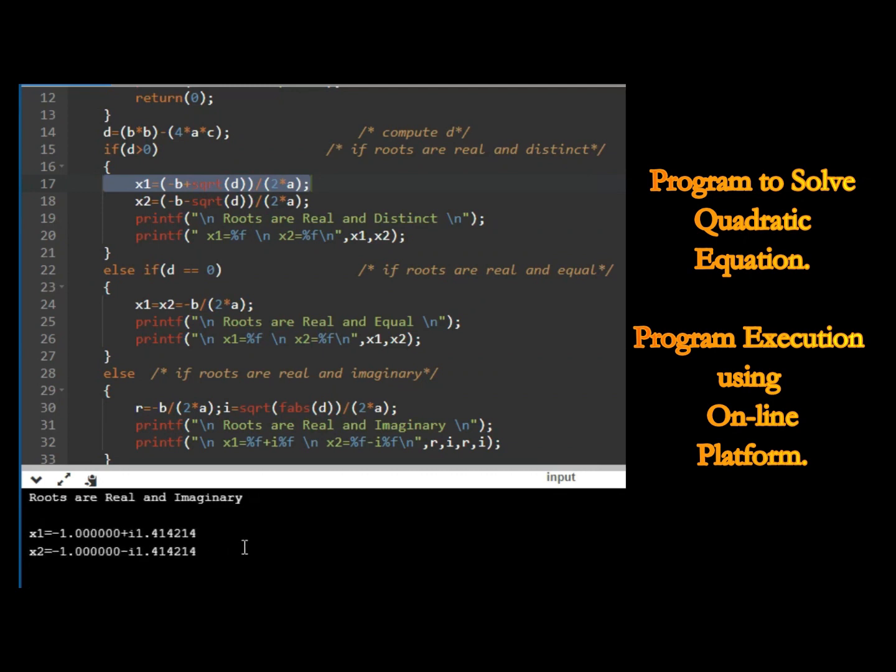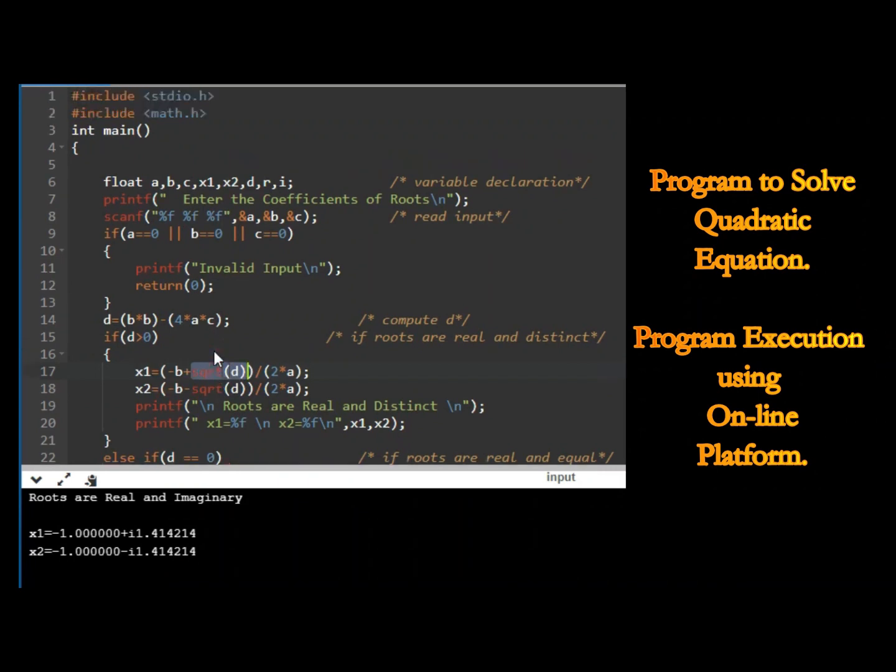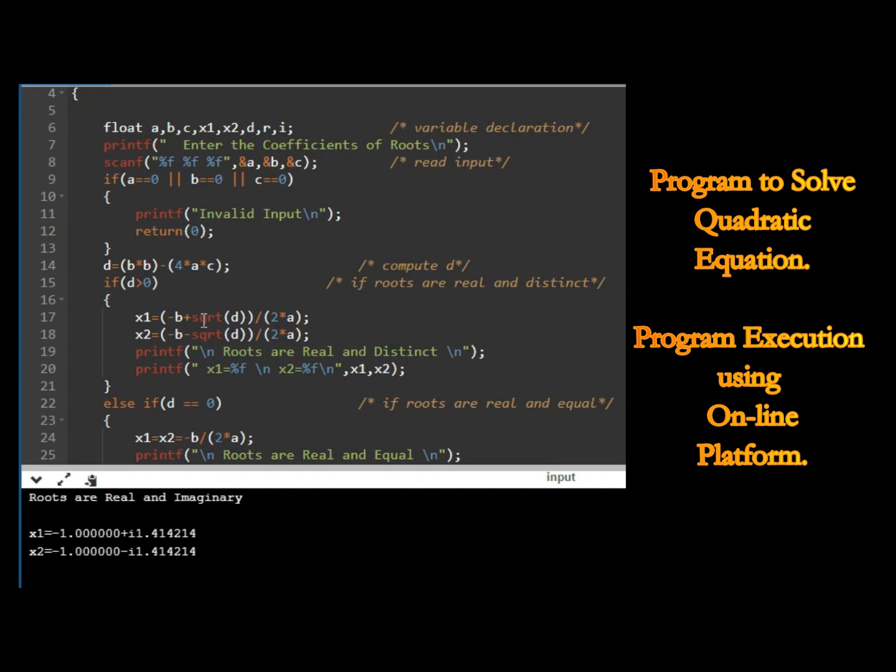Roots are complex. Here I have used a function sqrt. sqrt is a built-in function. In order to use this function, we need to include math.h. So I have included math.h because here I have used the sqrt function. First here I am checking the value, line number 9 to 13.